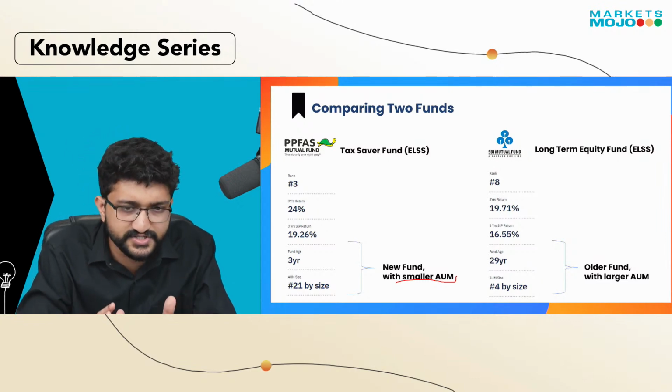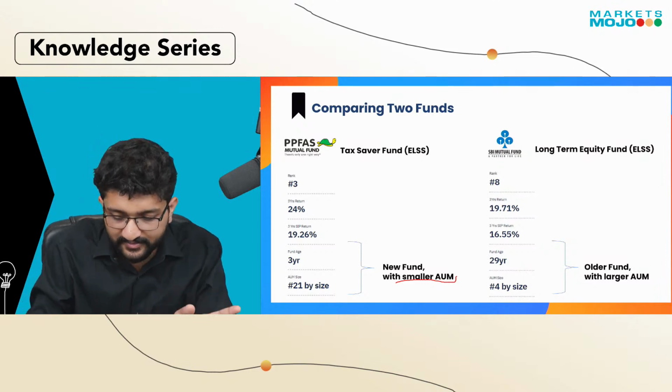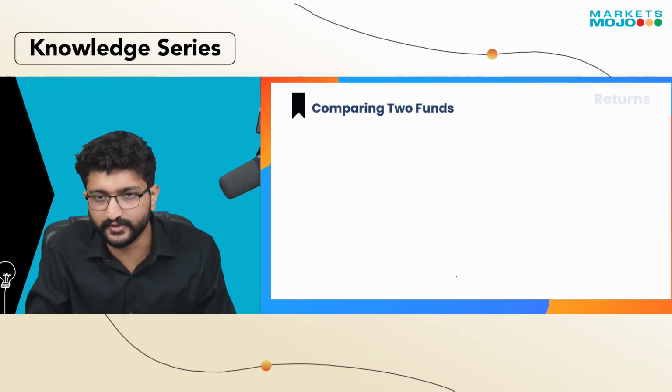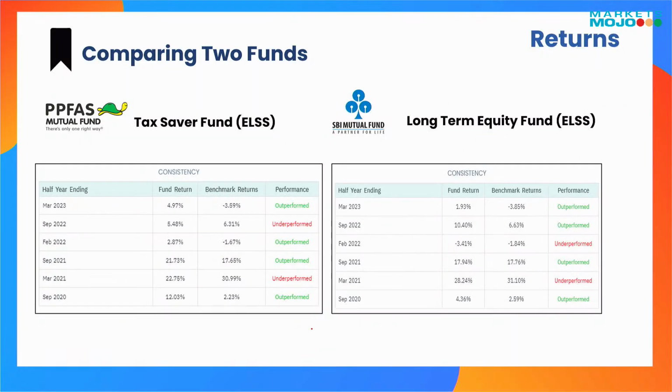Okay, so fund age and AUM size, these two things I wanted to touch upon. But let's now go into what we've learned today. Let's look at the returns first. If you look at the consistency pattern, this fund has underperformed for 2 periods and this fund has also underperformed for 2 periods. Okay, so it's an equal tie over here. There's no particular scheme which is showing more consistency. If you can see, they're both 4 out of 6 instances of outperforming.